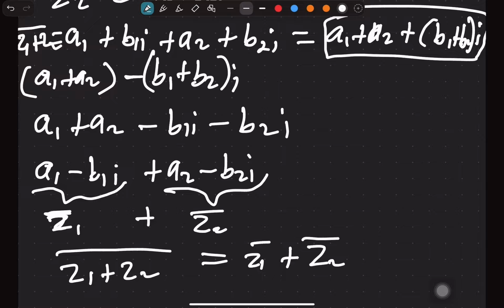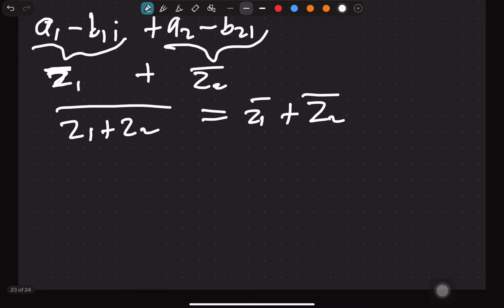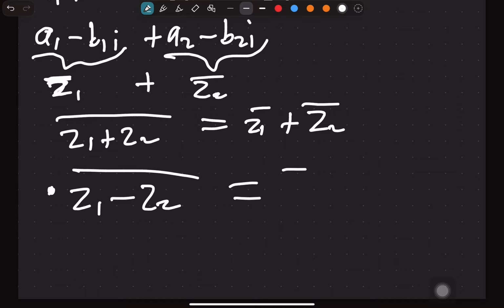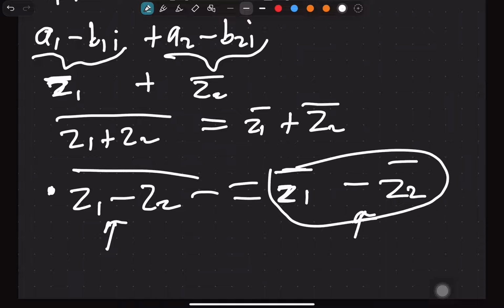Okay, now the next law we'll look at is the conjugate of the difference. To keep the video short, I won't go into the explanation of it. So the conjugate of the difference, z1 minus z2, is equal to the difference of the conjugates, which is the conjugate of z1 minus the conjugate of z2. So this is the conjugate of the difference, and this is the difference of the conjugates. When you have this, you can do either, and they will give you the same thing.